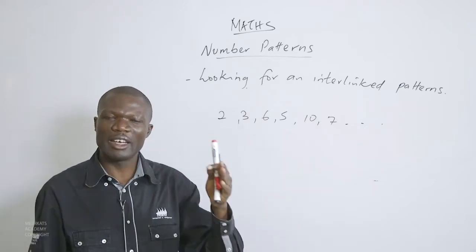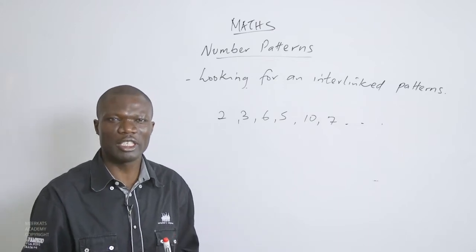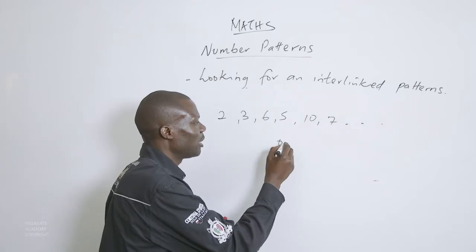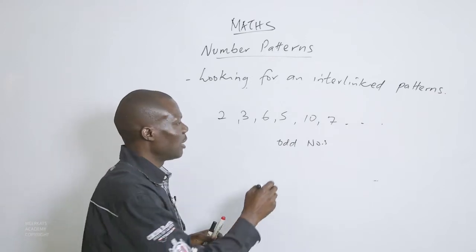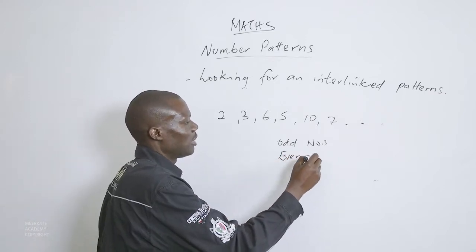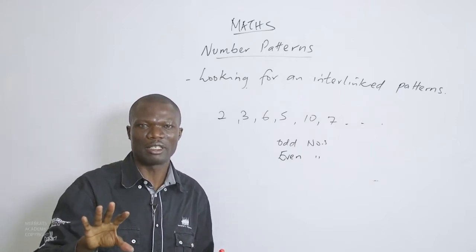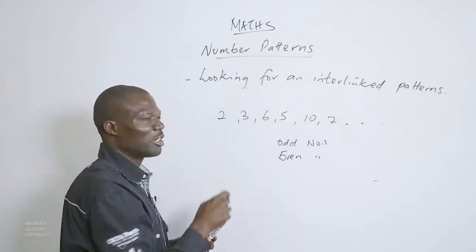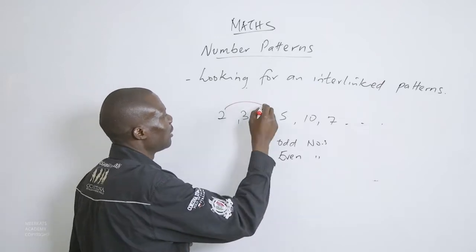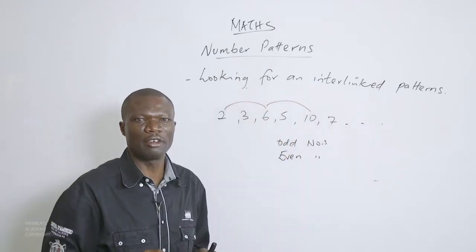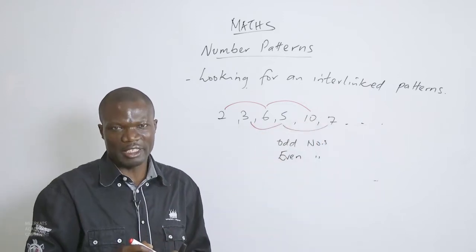You move here, the pattern again changes. Then you say, what could be the problem? I want you to look at it this way. Consider the odd numbers independently, and then also consider the even numbers independently. If you look at the odd numbers and the even numbers, in this particular case, there is a pattern that you are going to find. You'll realize that when you look at the even numbers there, and then look at the odd numbers down here, there is something happening.